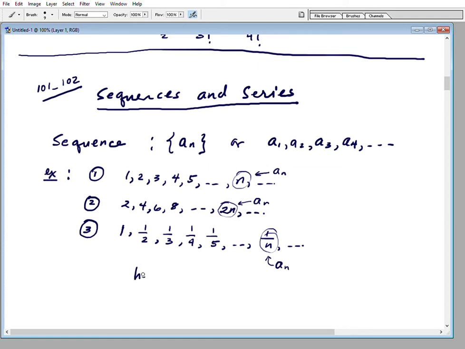One thing that's different about number 3 is that a sub n keeps getting smaller and smaller. These fractions keep getting smaller. So we could say a sub n goes to 0. Or more precisely, the limit as n goes to infinity of a sub n equals 0. As n gets larger and larger, 1 over n gets closer and closer to 0.